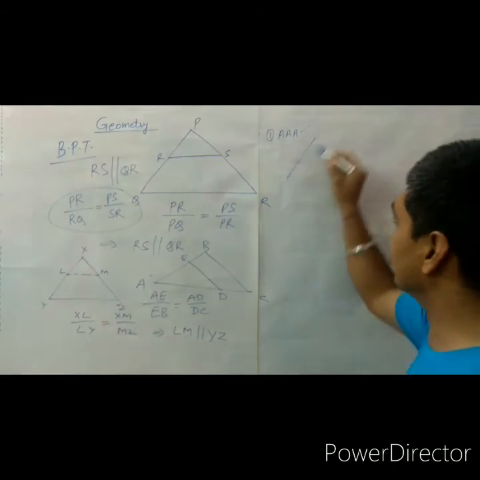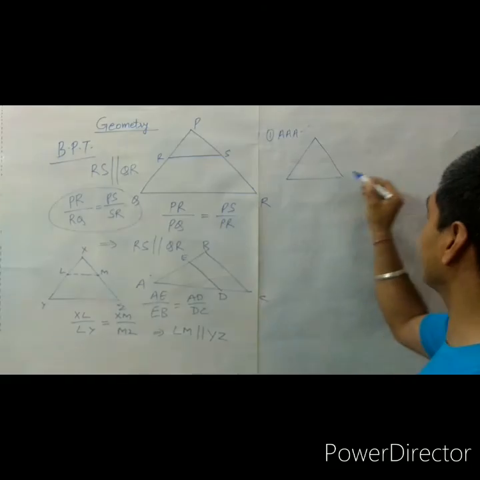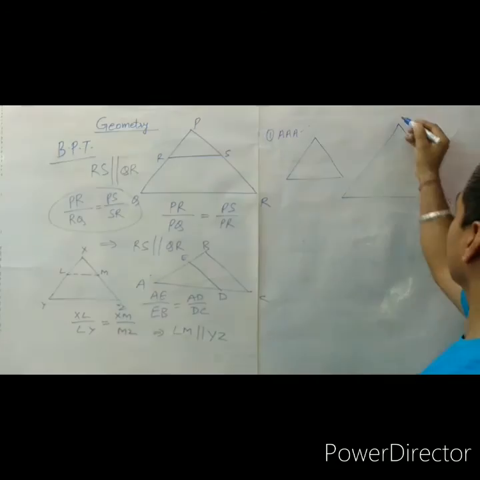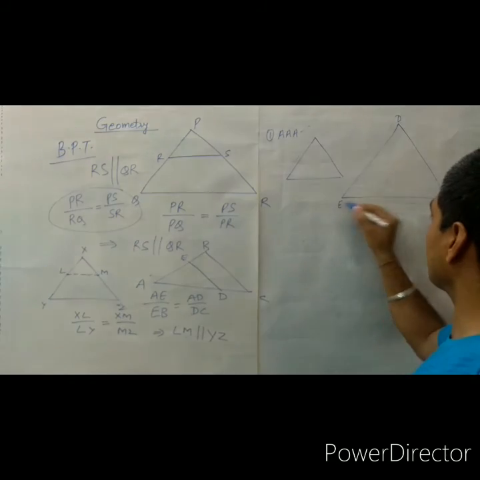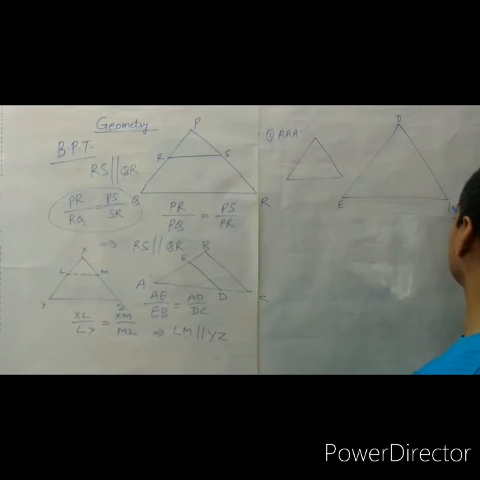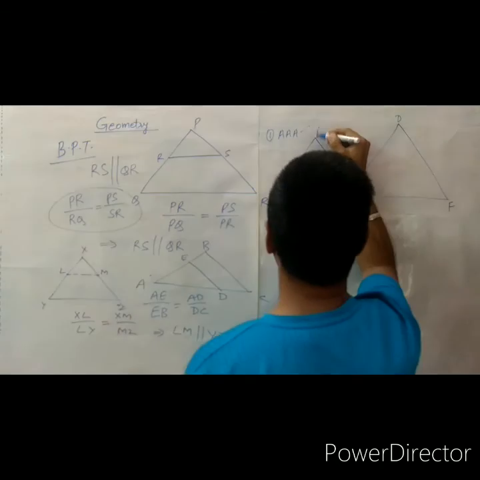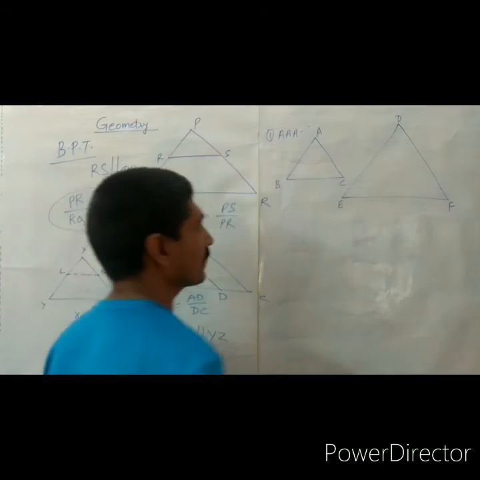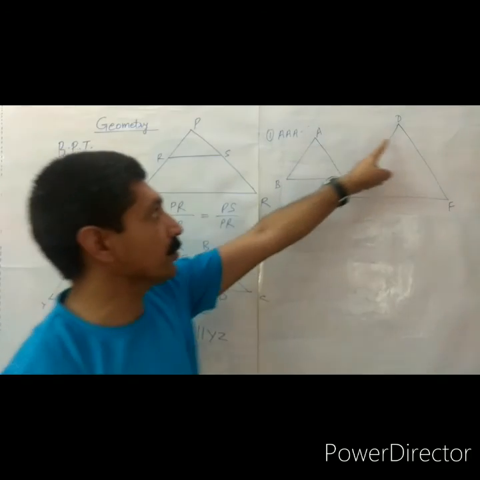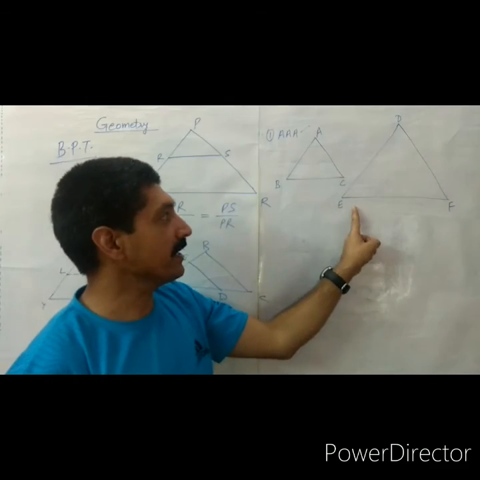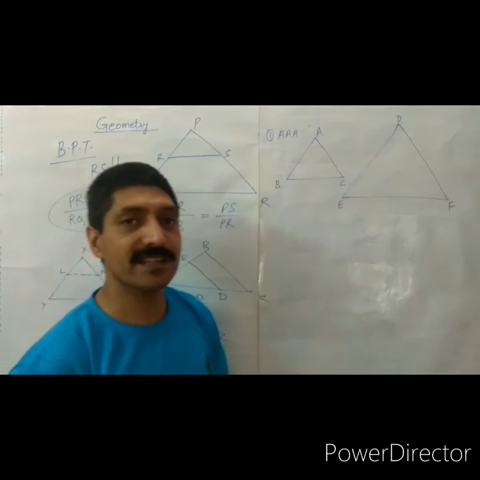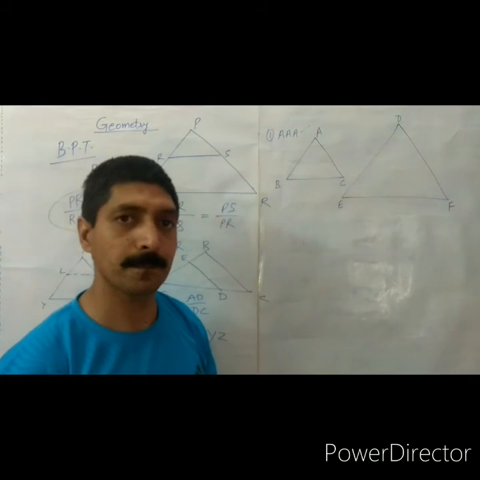Let's take a triangle. One is a small triangle and another is the bigger triangle, DEF and triangle ABC. If angle A is equal to D, B is equal to E and C is equal to F, by AA rule we will say the triangles are similar.